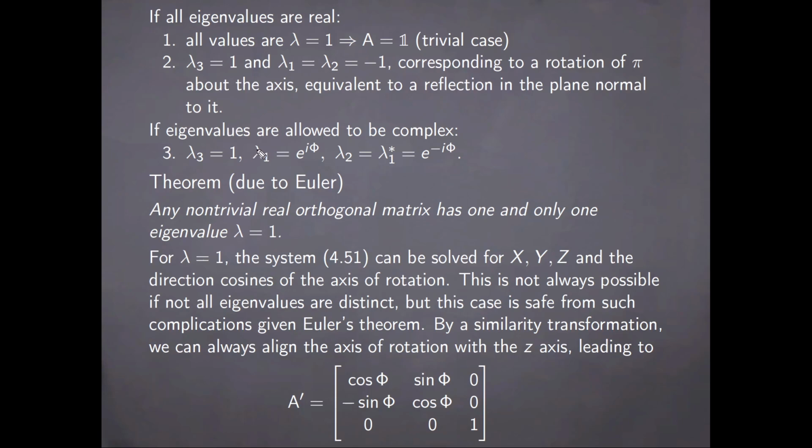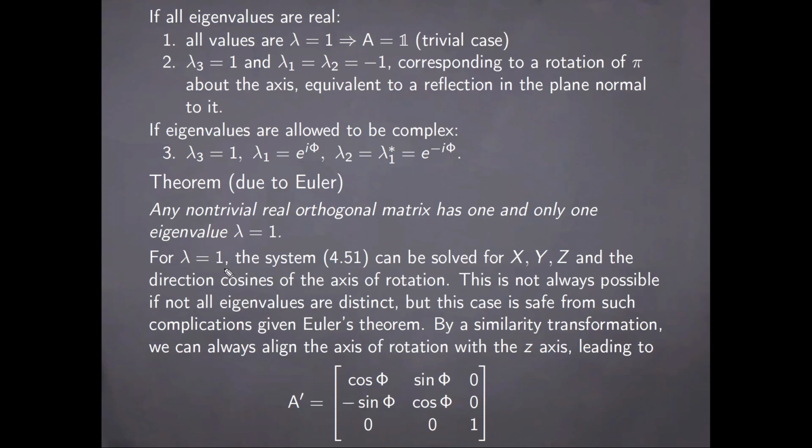If the eigenvalues are allowed to be complex, then we have, for example, the case where lambda 3 is equal to 1, and then lambda 1 is a complex phase and lambda 2 is its complex conjugate. And this allows for yet another reformulation of Euler's theorem for the motion of a rigid body, the statement now being that any non-trivial real orthogonal matrix has one and only one eigenvalue equal to 1.